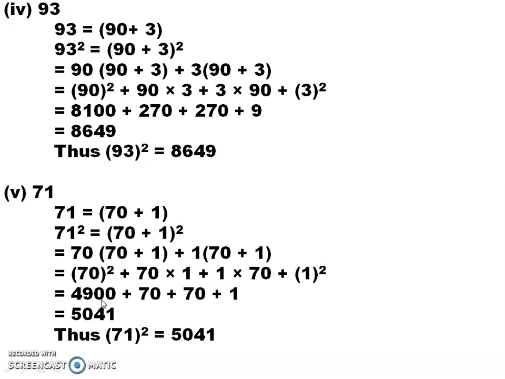70 into 70, 4900. 70 into 1, 70. 1 into 70, 70. 1 into 1, 1. Adding 4900, 70, 70 and 1, you will get 5041.